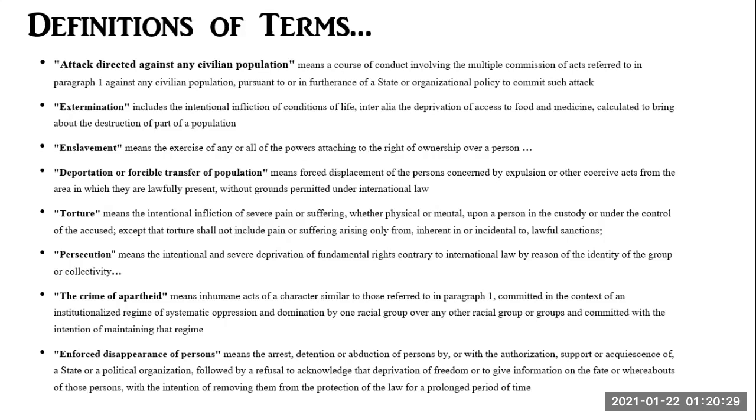Now, we've already set the precedent for this, which is why it's so important to look at, because we've extended police powers, allowing for the deportation of individuals without judicial oversight. And this is because of COVID-19. Torture means the intentional infliction of severe pain or suffering, whether physical or mental, upon a person in the custody or under the control of the accused, except that torture shall not, and so on from the lawful sanctions. We went over that already.